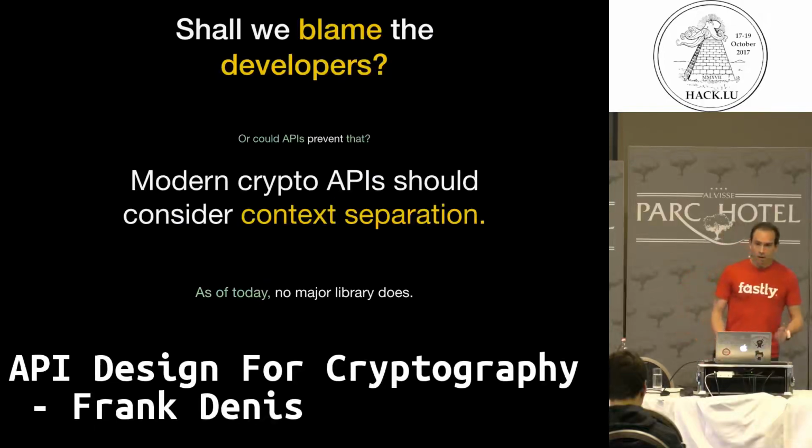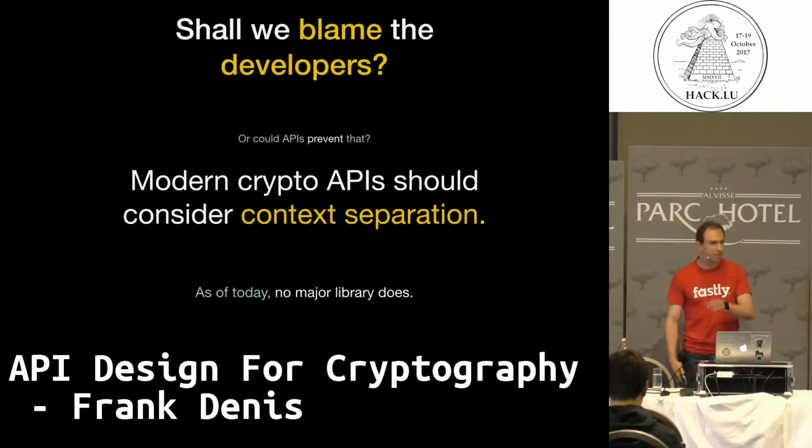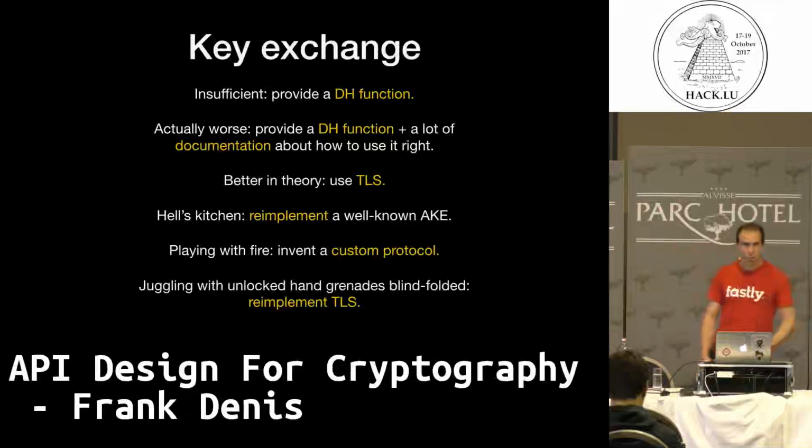This is very simple. Whenever you use a key, you just add a small description. This is what I'm going to use this key for. I'm going to use it to hash a username. I'm going to use it to encrypt some message. And if you use the same key in two different contexts, you get a different result. So it prevents this kind of bug. As of today, no major crypto library actually implements this.